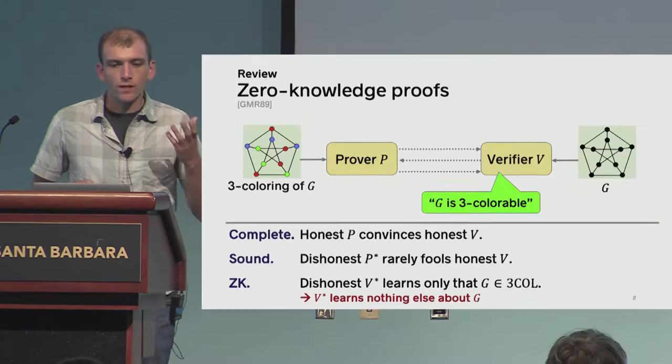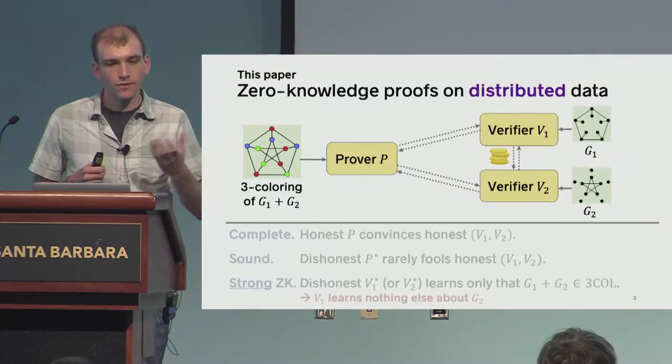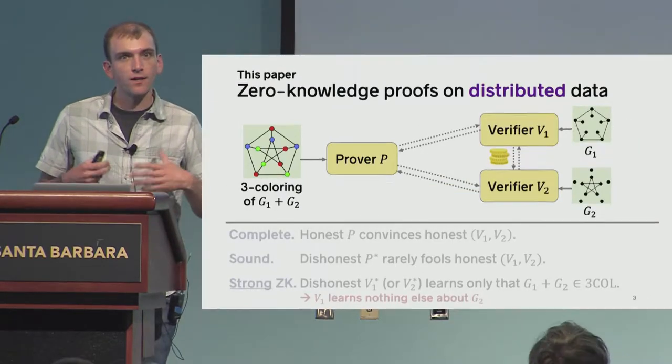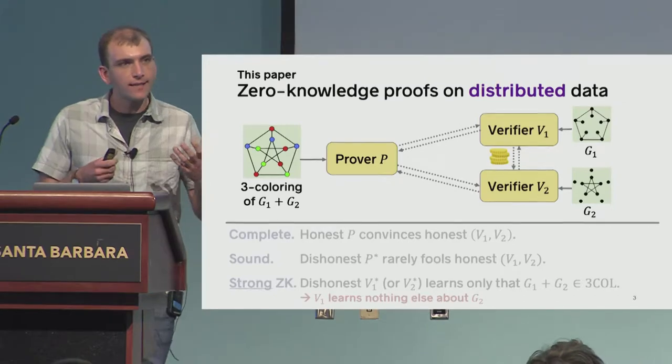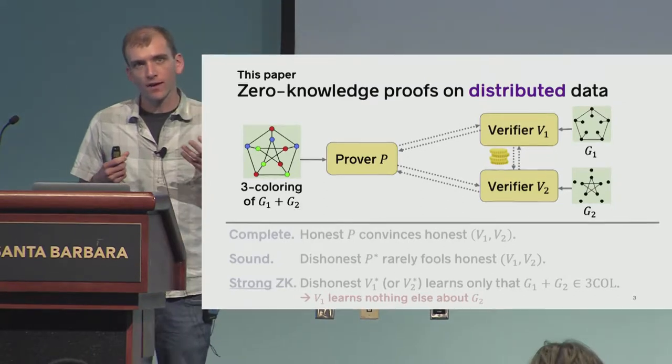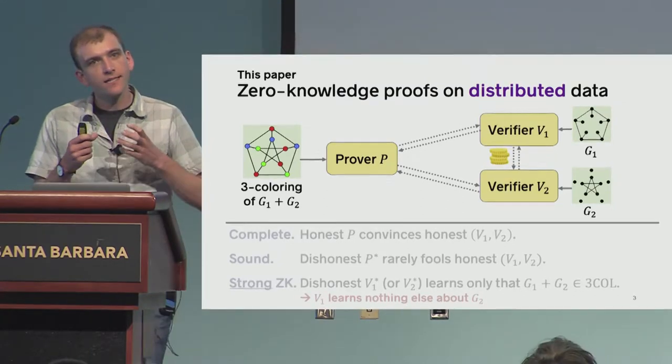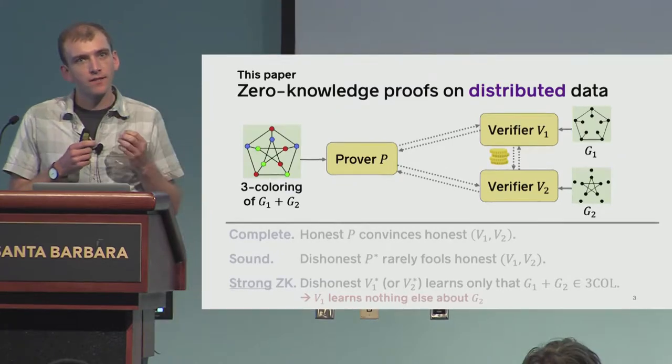So in this talk, we're going to be looking at a new type of zero-knowledge proof that we call zero-knowledge proofs on distributed data. So the setting is different in that there's multiple verifiers, and now each verifier takes as input only a piece of the statement that's being proved.